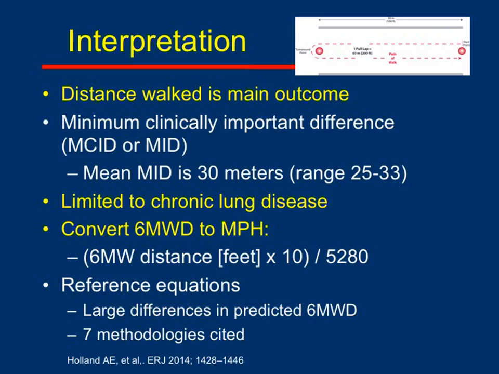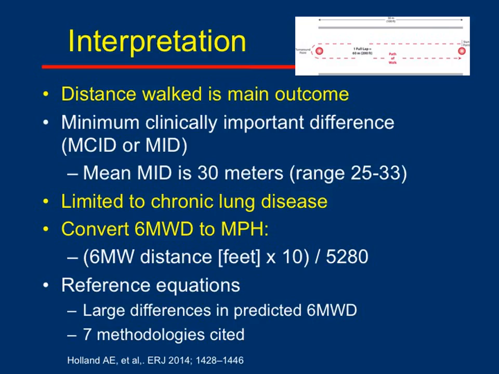So interpretation, once you've done the 6-minute walk, what do you do with it? Well, you're measuring the distance walked. That's the primary outcome. So looking at outcomes, there's a term called minimum clinically important difference. And what that means is, at what point does the patient feel a difference, either of improvement or worsening? So this has gone back and forth for years for the 6-minute walk test. It's a very common test in pulmonary rehab, but also in drug trials and other research studies looking at lung disease. So currently, the minimum important difference is 30 meters.